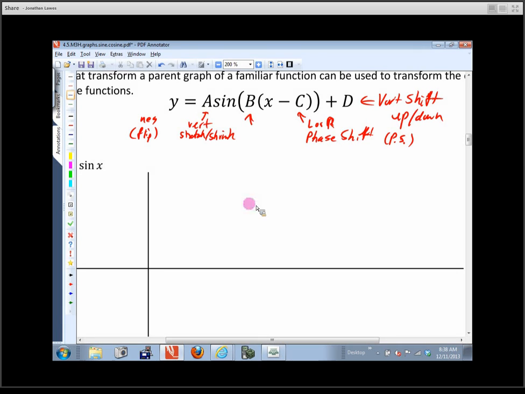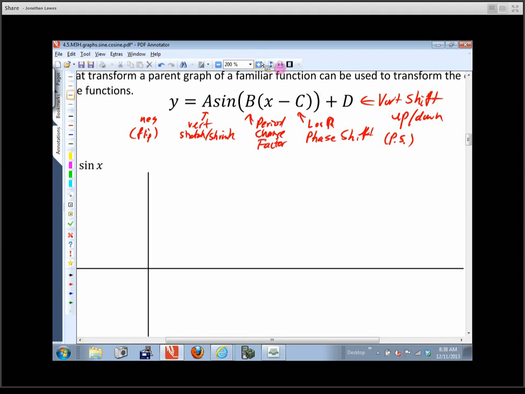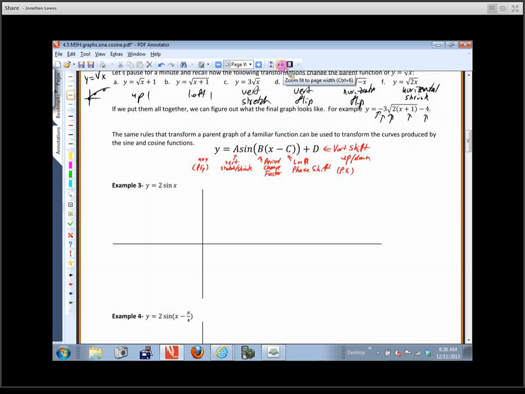And then this right here, we're going to call it this. Because it changes the graph horizontally, okay, we're going to call this the period change factor. Okay? Period change factor. So it's going to change the period. Okay. Any questions? Okay. Let's take a look at this one then.